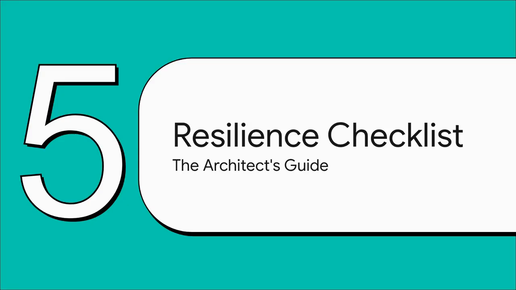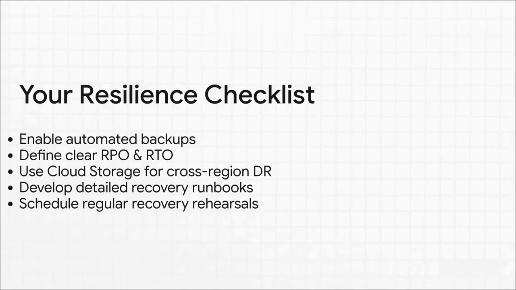Okay, so let's wrap this up by shifting from being reactive to being proactive. Because recovering from a disaster is good, but building a system that's truly resilient is way, way better. So here's a simple checklist that I think every single GCP architect should have pinned to their wall. Okay, this is what you need to take away.